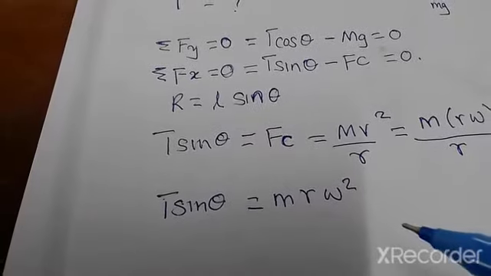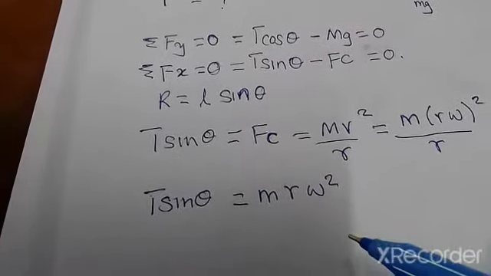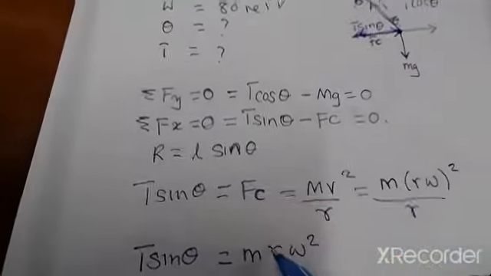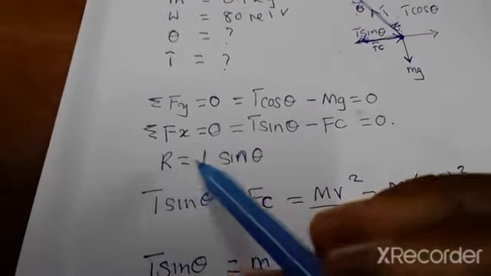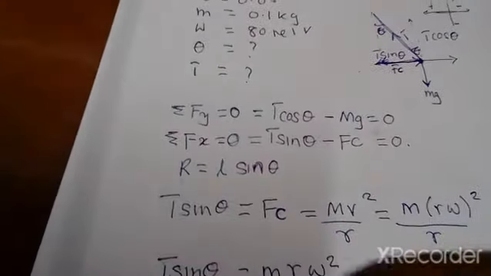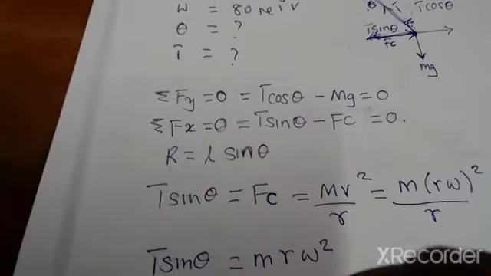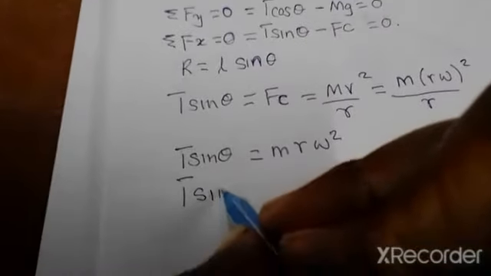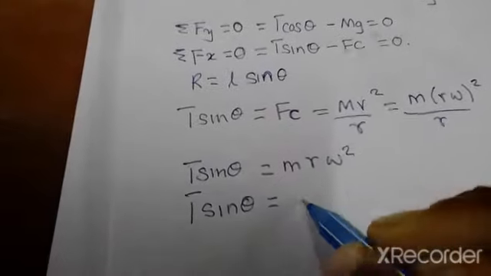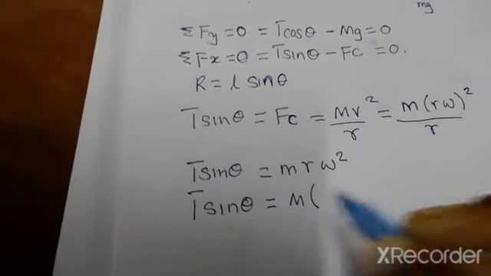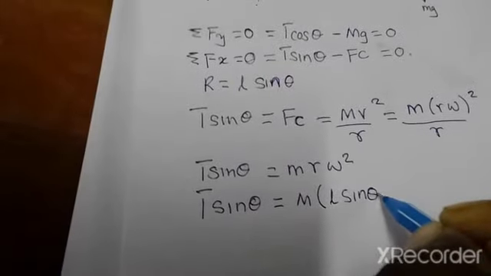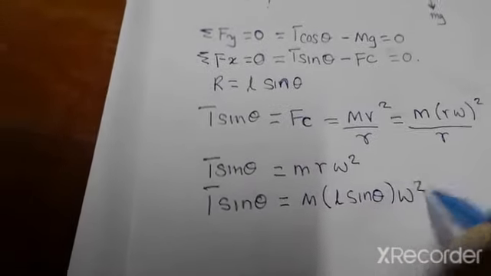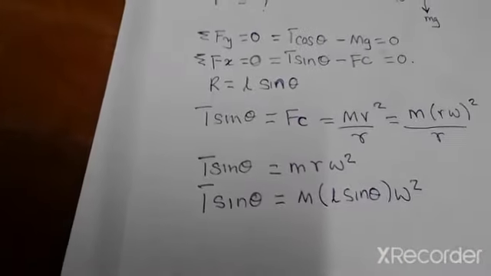So now, what is r? Okay, r is the radius of the circle, and here on top we've said the radius of the circle is equal to L sine theta. So you'll say that T sine theta is equal to m, the radius is L sine theta, omega squared. So that's what we have there.